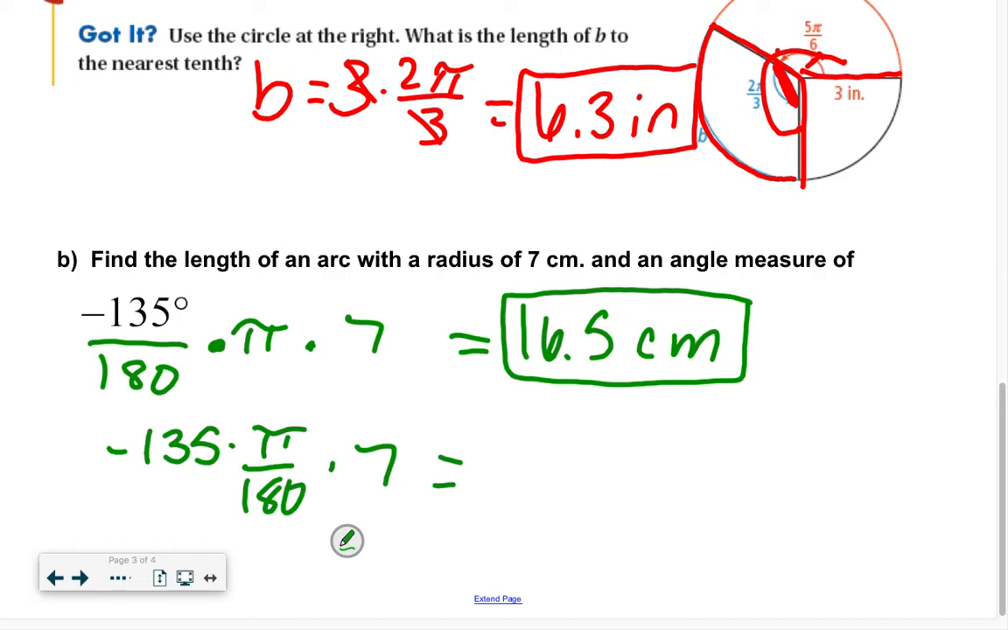Questions? How do you know when to use the 360? Yesterday we talked about when we convert from radians to degrees, we always use pi and 180. Why is it negative? Because you can't have a negative arc length. Like when I'm measuring, you can't get negative miles in your car. That's a really good question, though. Does that make sense? Other questions? Think about that.